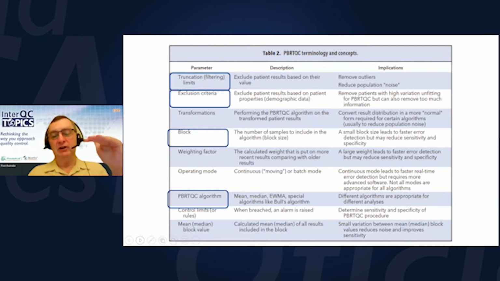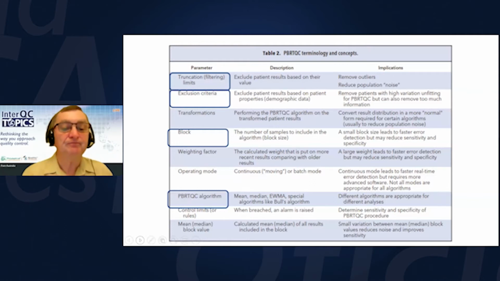One block size, the small one, can tell you whether or not you're going out of control now. The larger block size will tell you if there's any lot-to-lot or calibration changes. So you can use it to look back over a long period of time and see if you've got gradual changes over a long period of time.